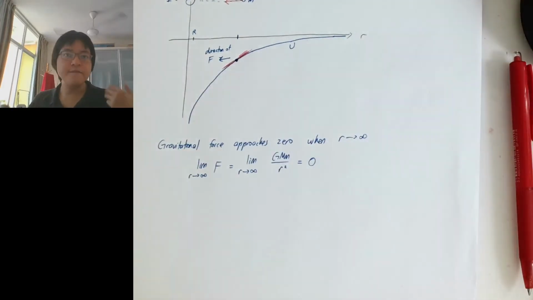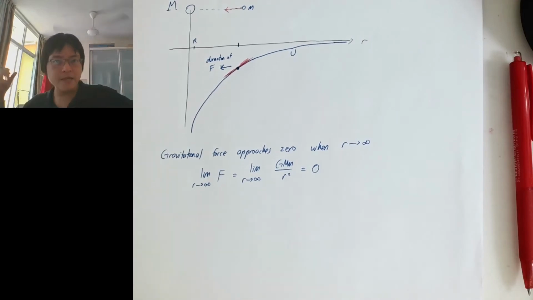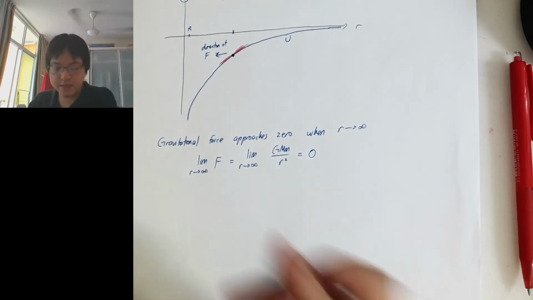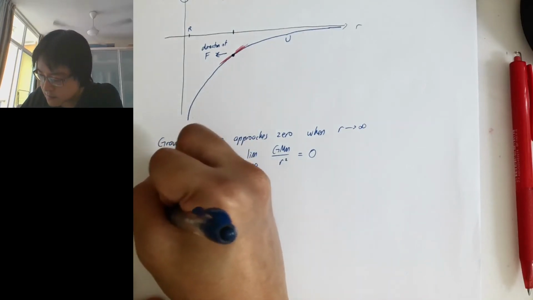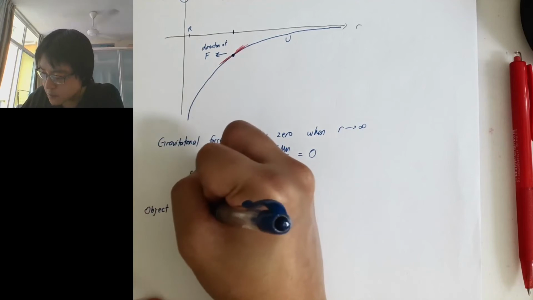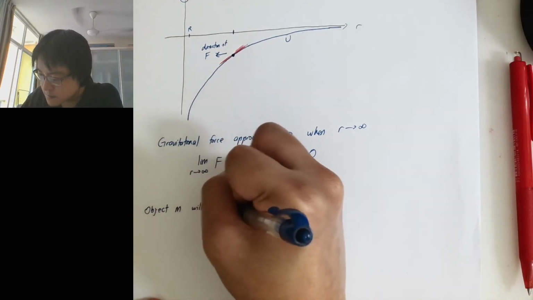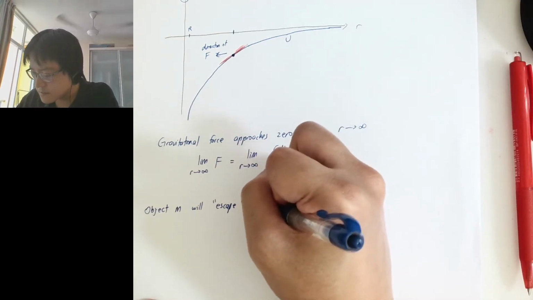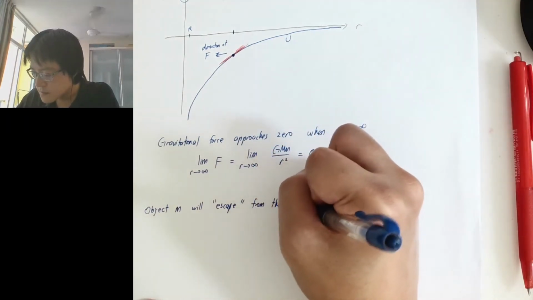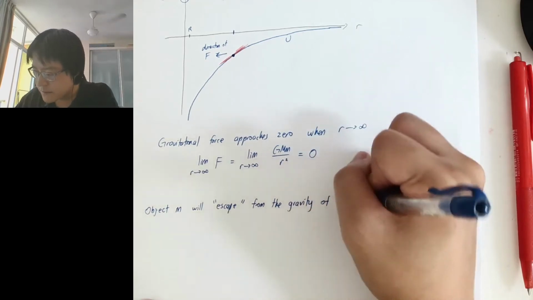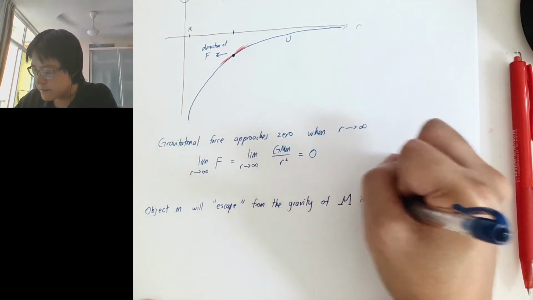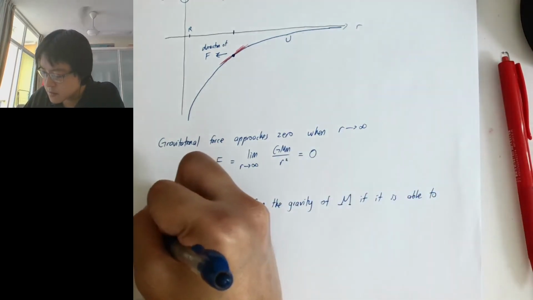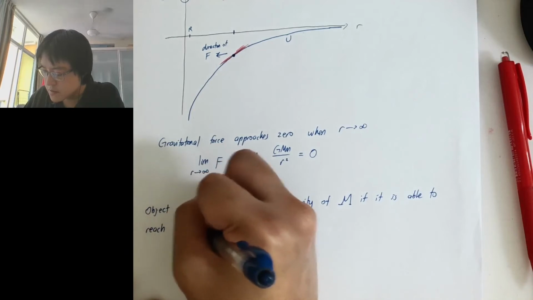So this will give us a definition of what it means to escape the gravitational pull of an object. That means you are able to go to infinity. So the object m will escape from the gravity of M if it is able to reach r equals infinity.